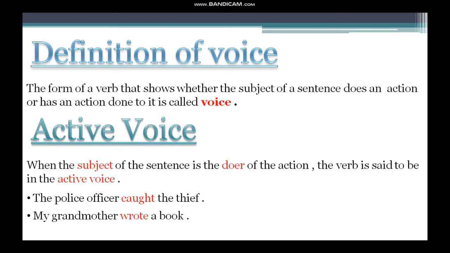In the next example, my grandmother wrote a book. Again in this sentence, subject is the doer of an action.